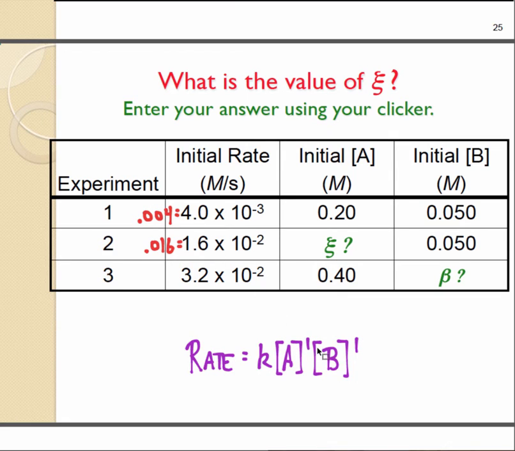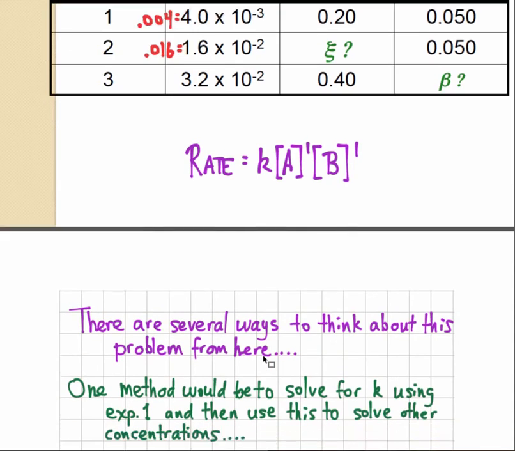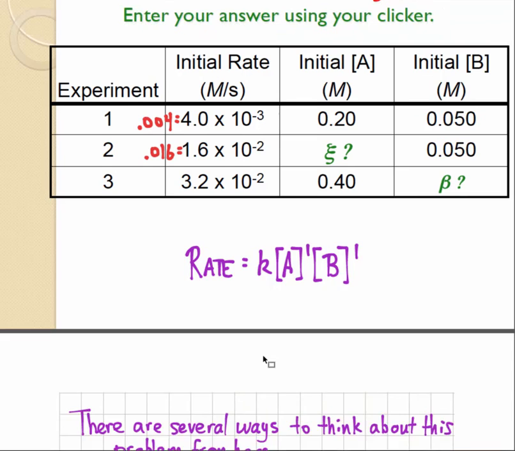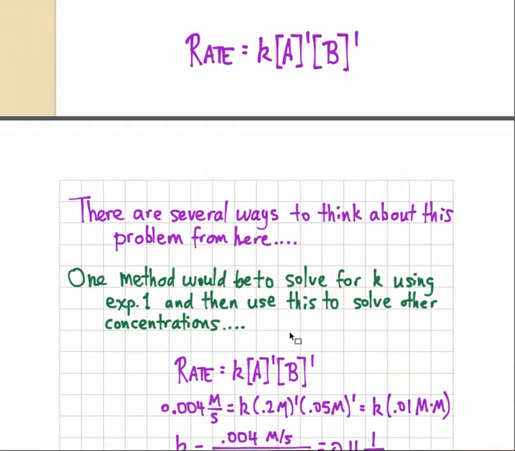They told me it's first order in A and first order in B, so right away I go ahead and write that down. From this, if I wanted to find the value of the rate constant, I could take 0.2 molar for A and 0.05 molar for B and 0.004 molarity per second for the rate and solve for little k. That's one way to do it. I think that's what I did here. And then I could say, all right, if that's my rate law and I've found k, then could I use this known and this known and this known and this known and this unknown as epsilon and simply solve for epsilon? And the answer is, yeah, of course you can.